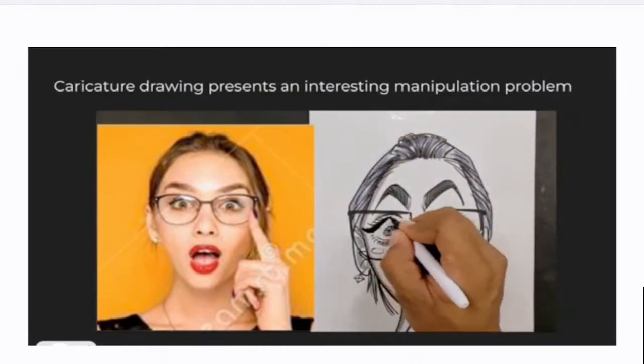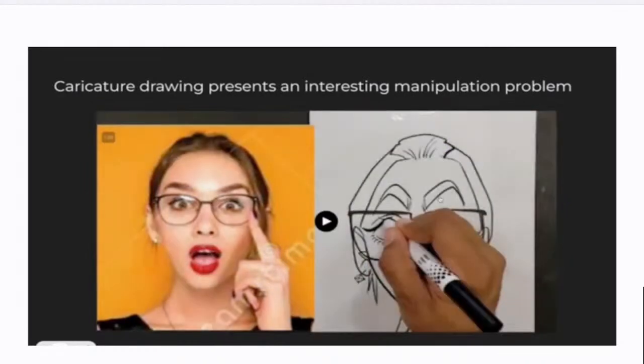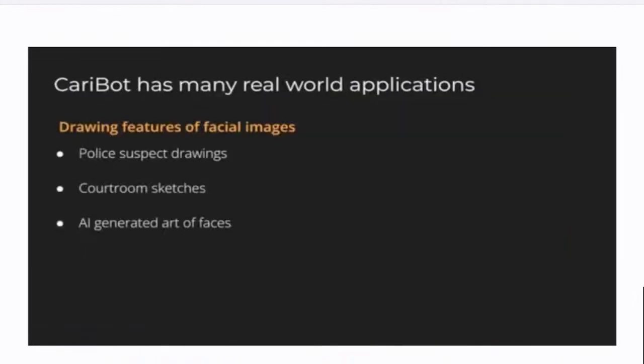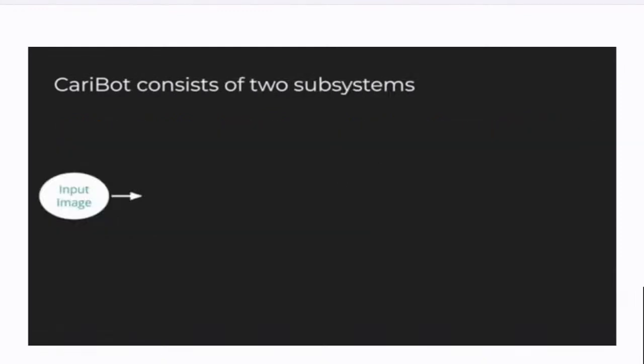So for our project, we really focused on the technical precision required to generate and then draw a caricature of a given input image. In the future, this could have use cases including facial imaging drawing, where drawing features are important, like police suspect drawings or courtroom sketches, or even drawing AI-generated faces. And the precision itself could be useful in non-facial drawings like architecture or manufacturing. Now to move on to our approach.